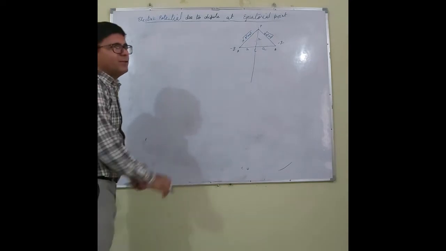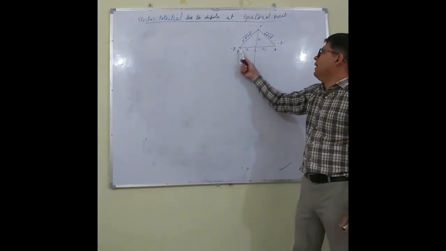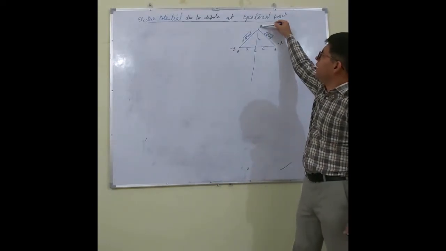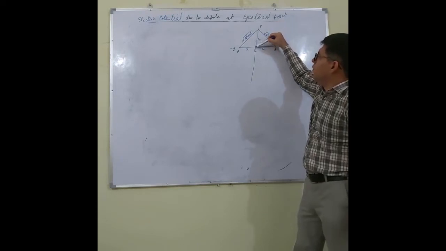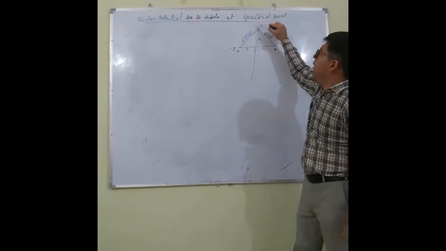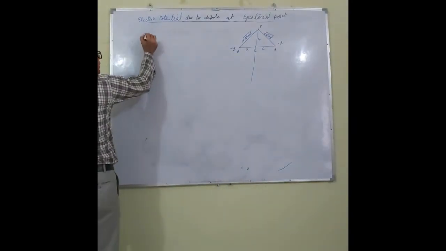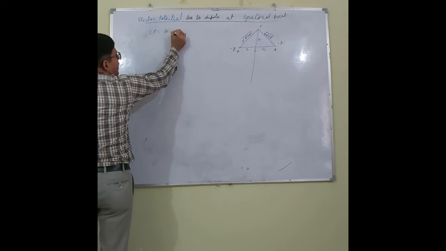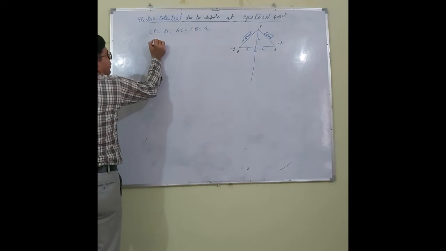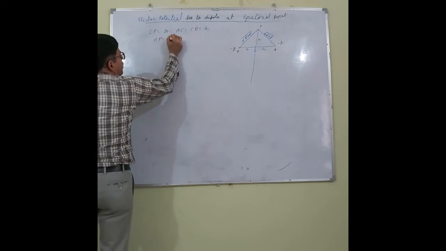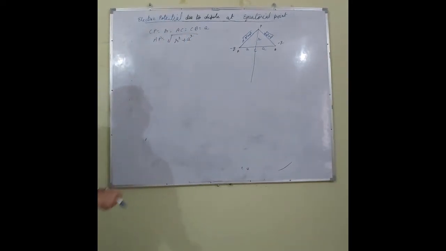Now, what is the situation? You are given an electric dipole. I have to calculate the electric potential at a point P, which is at a distance R from the center of the dipole on the equatorial line. Here CP is R, AC equals CB equals a. So what is AP? Under root R square plus a square.